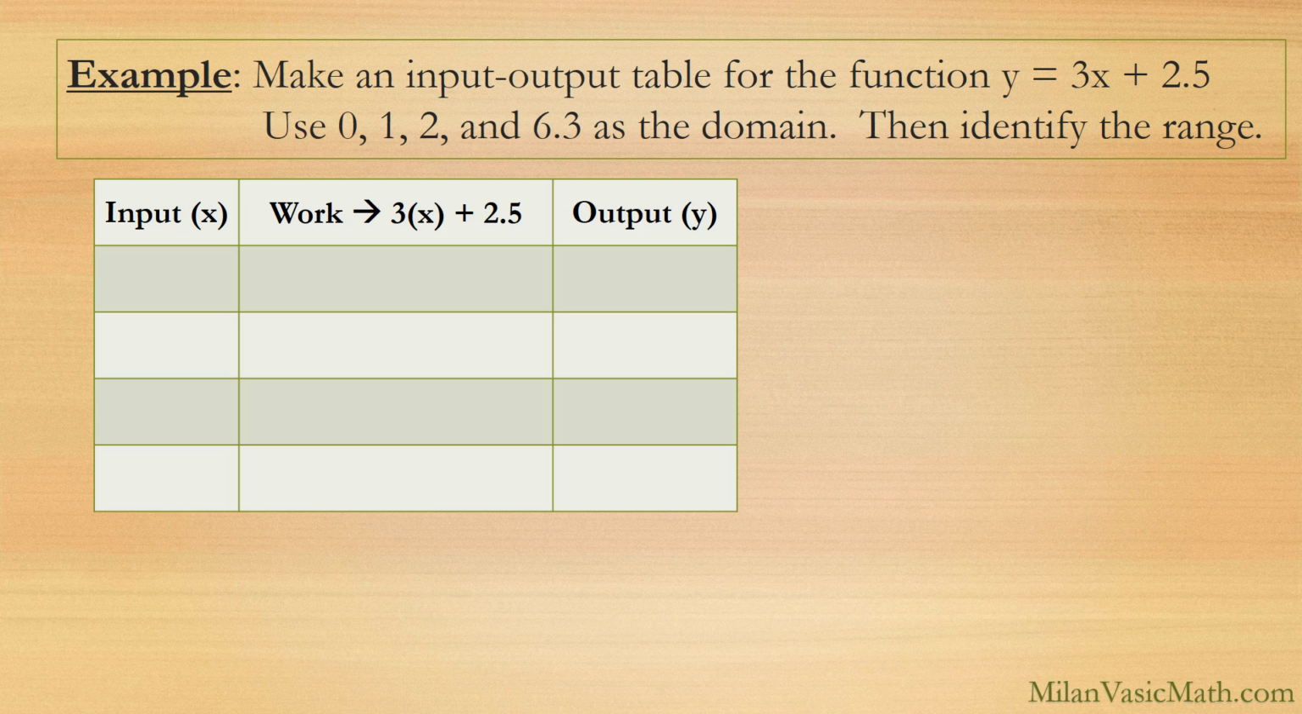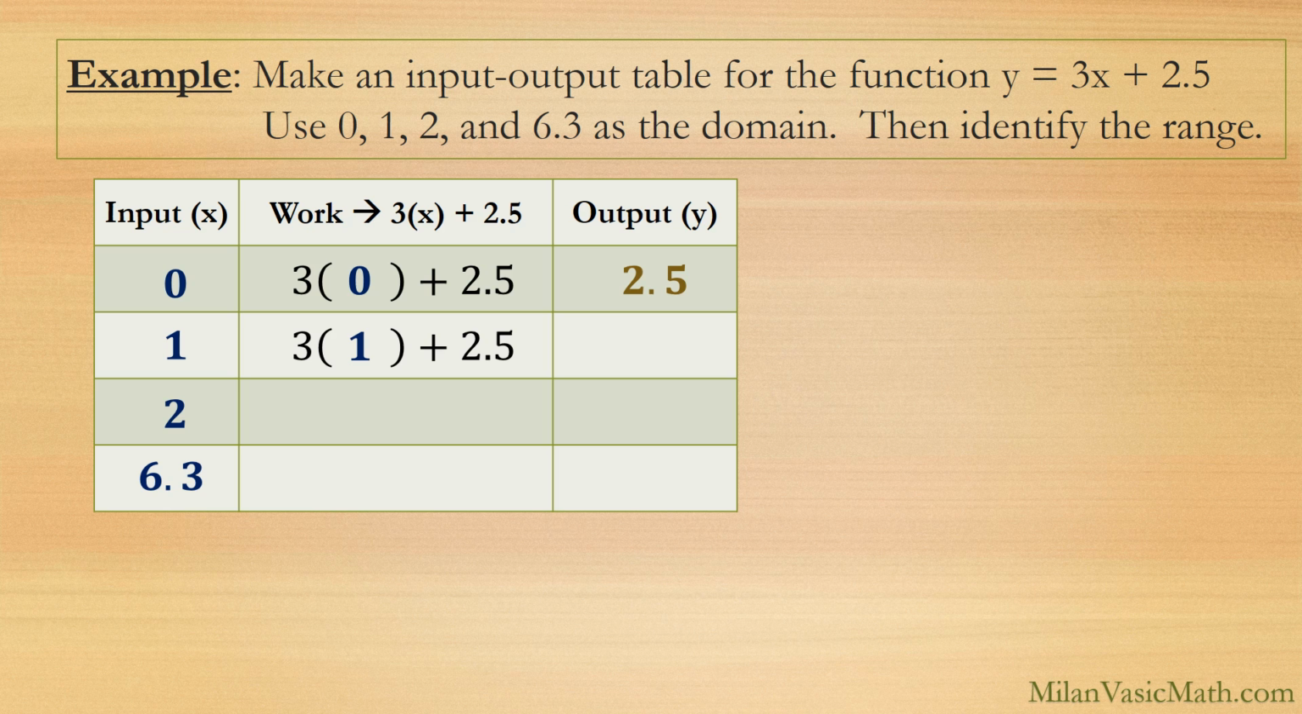Let's list the inputs in order. Here they are. And when we write in the work, it's very important that you put parentheses around the input. So if you write out 3x plus 2.5 with parentheses, it's much easier to substitute that 0. 3 times 0 gives you 0 plus 2.5, we get 2.5.